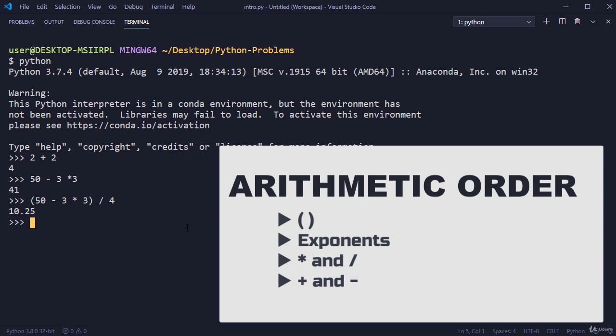We first resolved these brackets or these parentheses, and also this according to the order of operations inside these parentheses, and then we divided this by 4.